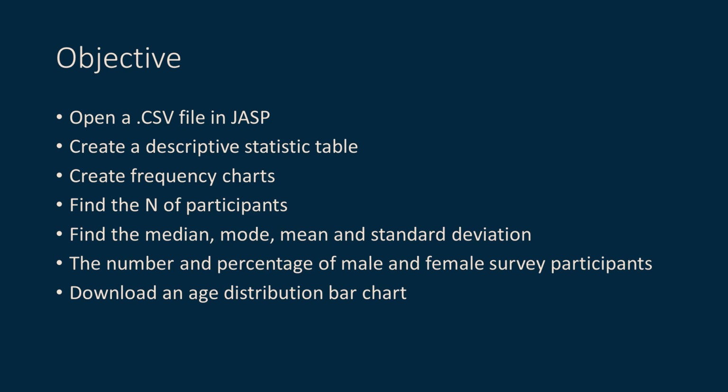The instructional objectives for this video are the following: to open a .csv file in JASP, create a descriptive statistic table, create a frequency table, find the N of participants, find the median, mean, mode, and standard deviation of survey answers, find the number and percentage of female and male survey participants, and to download an age distribution bar chart.